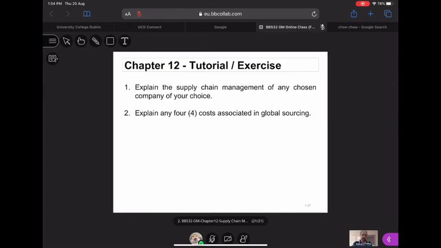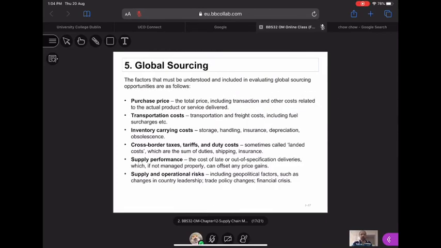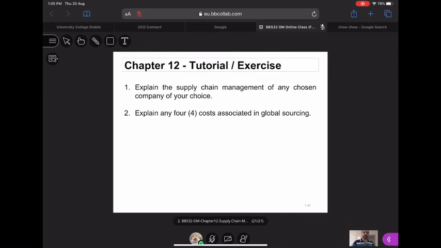Question number 2: I want you to explain any 4 costs associated in global sourcing. So please refer to this slide. Today I covered 6 costs associated in global sourcing. You choose any 4 and you explain. Literally, you're writing something like this, but of course, try to explain in your own words a little bit. So please refer to this slide. Choose any 4 to explain. Okay, so these are the only 2 questions you need to do.